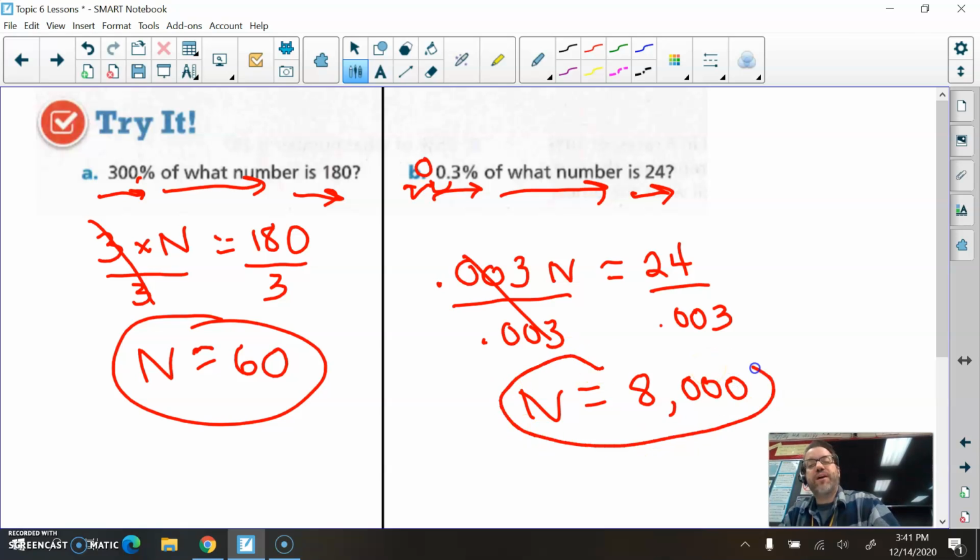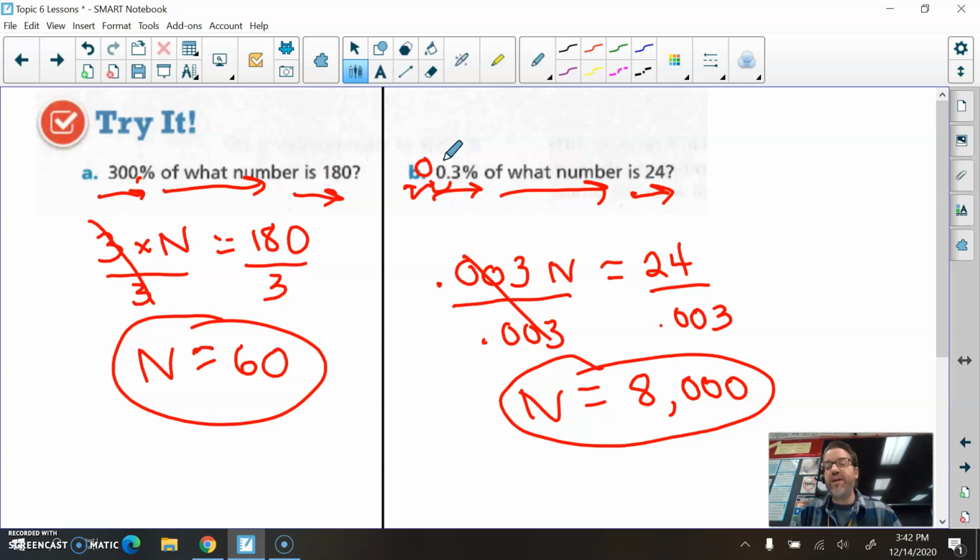N equals 8,000. You can check your answer when you're done. Take 8,000 and multiply it by 0.003 and see if you do get 24. I'm going to try it. 8,000 times 0.003 equals, oh my golly, it's 24. That's good news. So it does check out when I check my work.